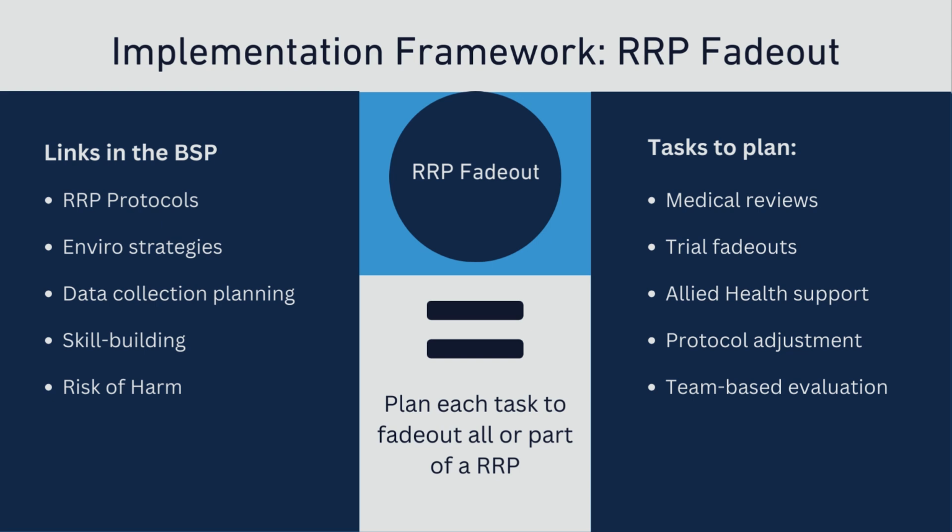So you may plan a number of tasks, and I've just given some examples here. And the first is about medical reviews. We know that with chemical restraints, PBS practitioners don't have a role in prescribing, but we can initiate, support, and provide information for medical reviews to ensure accuracy and currency of medications prescribed. We might look at implementing trial fade-outs, particularly with concepts like environmental restraints. We can look at trials in low-risk scenarios to support that.